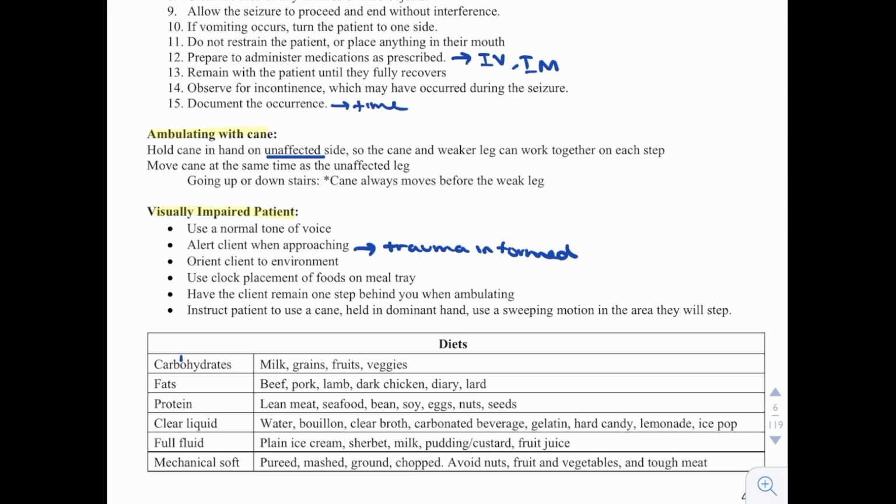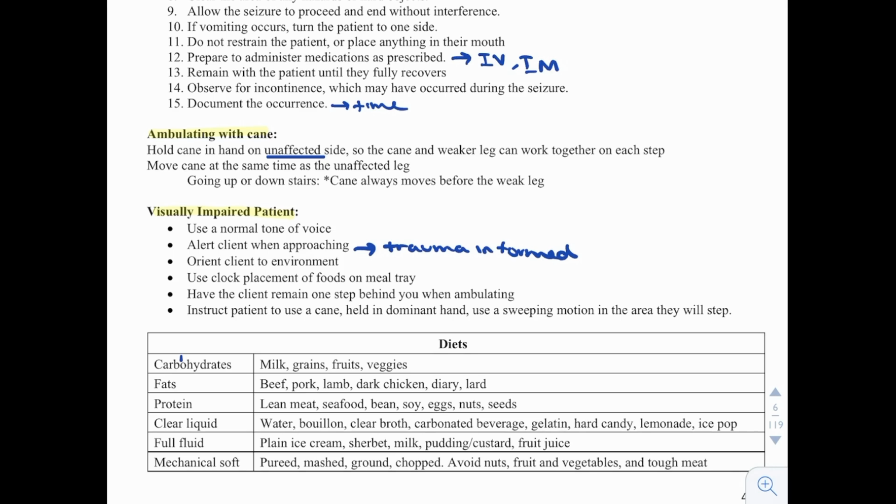Have the client remain one step behind you when ambulating so they can follow you, and instruct the patient to use a cane. So this is the cane that people with visual impairments use, where they sweep it in front of them. They'll hold it in their dominant hand and they'll use a sweeping motion in the area in which they are stepping. So let's talk about diets.